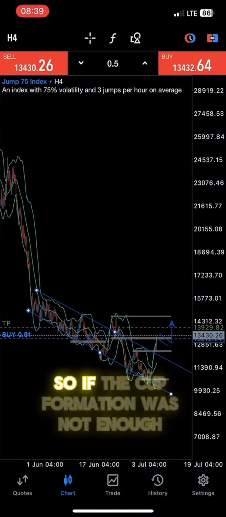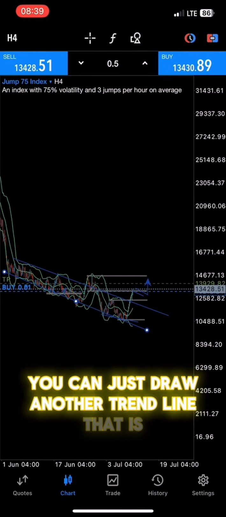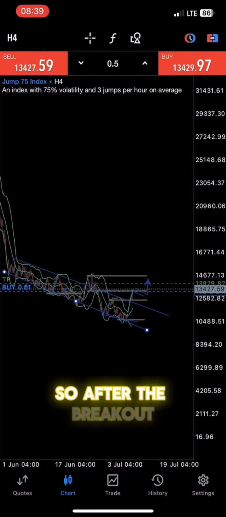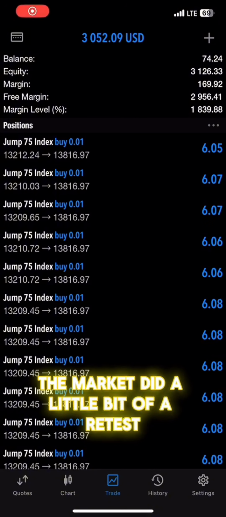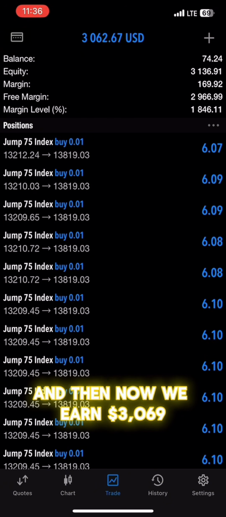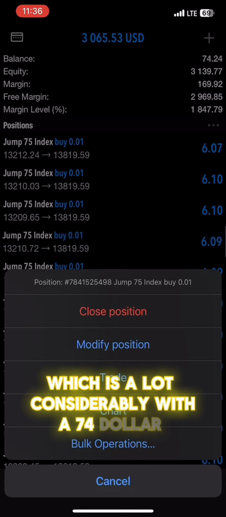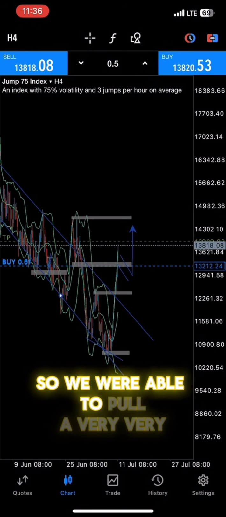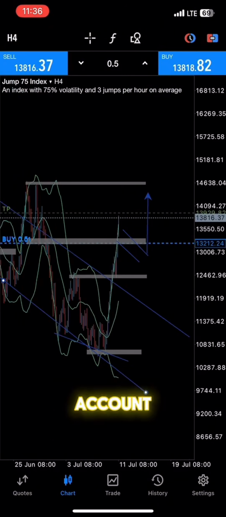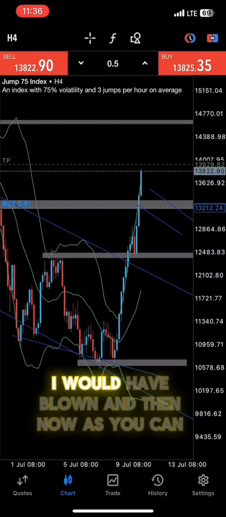So if the cup formation was not enough for you, you can just draw another trend line that was broken to the upside. After the breakout, the market did a little bit of a retest and then continued going up. Now we are at $3,069, which is a lot considering we were a $74 account. So we were able to pull a very, very big trade with just a $74 account. It means if the market had just retraced a little bit, I would have blown.